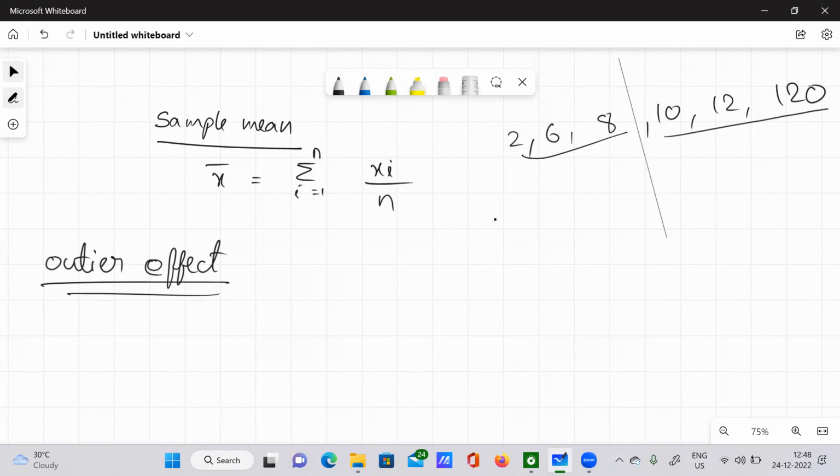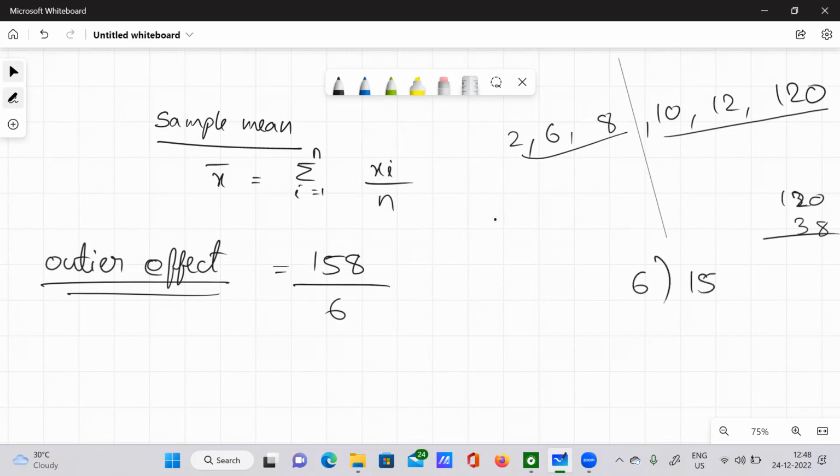But what if I compute the mean here? 2 plus 6 is 8, 8 plus 6 is 16, 16 plus 10 is 26, 26 plus 2 is 28, plus 10 is 38. So 120 plus 38, how much? 158. So 158 divided by the total. In total, how many data points are there? 1, 2, 3, 4, 5, 6.